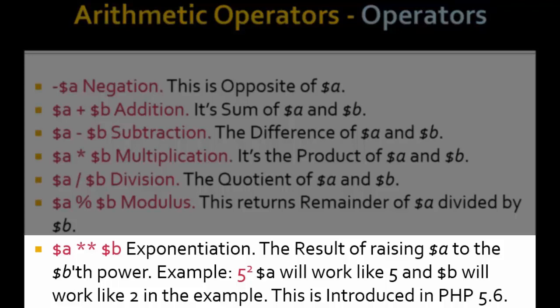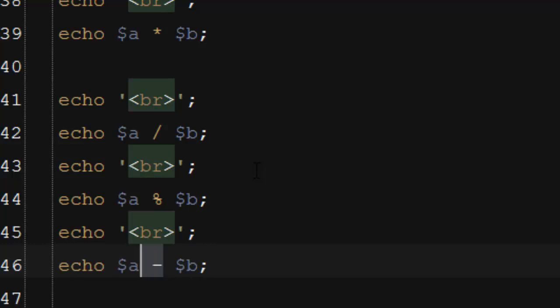$a asterisk asterisk $b. That's exponential. The result of raising $a to the $bth power. Example, 5 raised to power 2. $a will work like 5 and $b will work like 2 in the example. This is introduced in PHP 5.6. Let's try this. Echo exponential $a ** $b. It'll obviously give us a result by raising 6 to its 4th power.